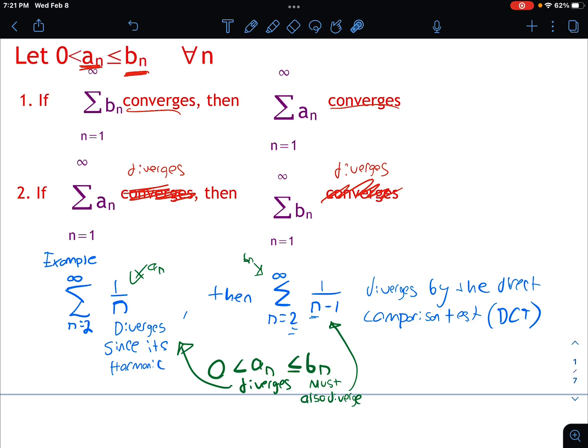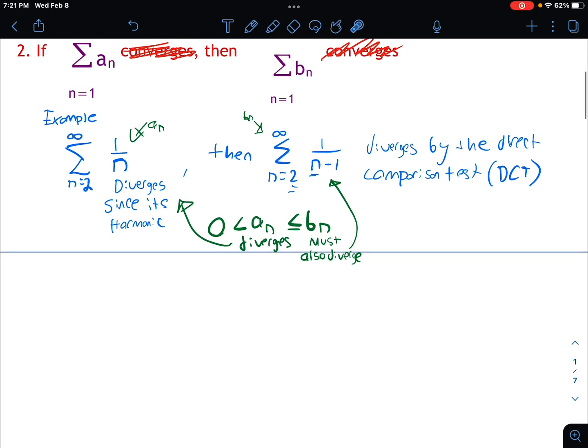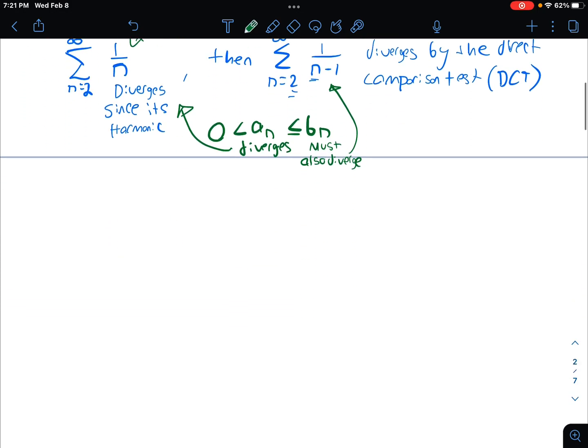I'm going to give you guys a couple of reasons why the comparison test is needed. So let's look at a couple of these. Here are some examples as to why a comparison test is needed. And here's my first example.